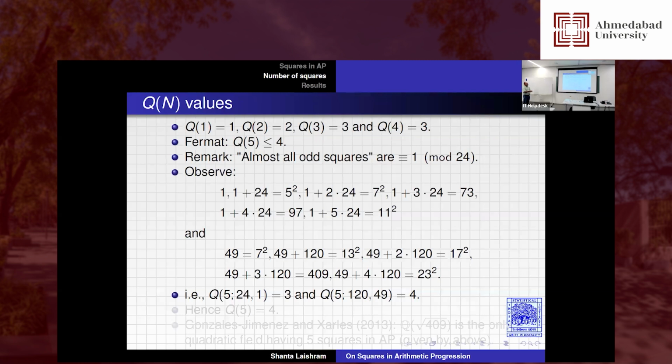1, 2, 3, 4. 4 squares in the 6 term AP, and 4 squares in the 5 term AP. So 49. If you start with 49, 49 plus 120, 49 plus 2 into 120, 49 plus 3 into 120. Except this, everywhere else is a square. So therefore, I'm giving a 5 term AP of which 4 are squares. And I know that Q of 5 is less than or equal to 4.